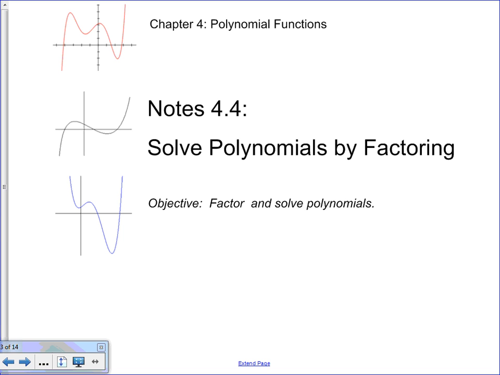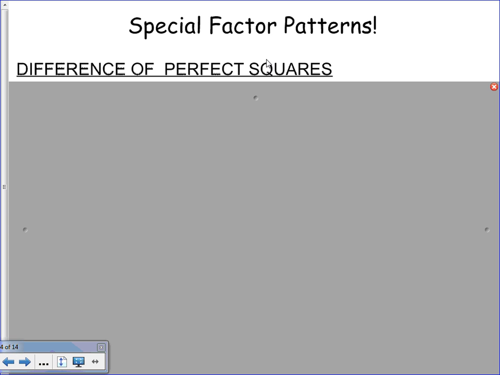So the first thing that we're going to talk about on the solve by factoring notes is, of course, how to factor different types of polynomials. So the first things that we're going to discuss are going to be the special patterns. Okay? So these are our special factor patterns.